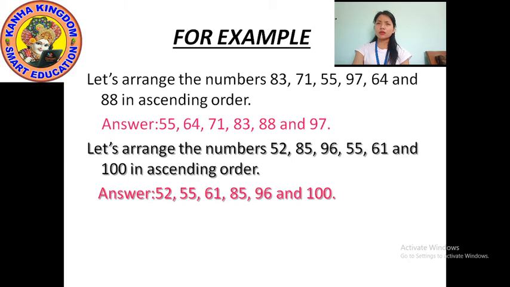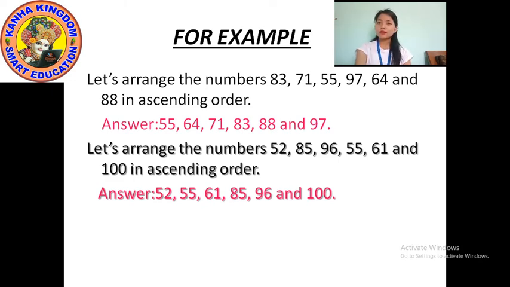Okay, which number is smaller? Which number? 55, right? 55 is the smallest number. So after 55, which number is smaller? In all the numbers, that is 83, 71, 55, 97, 64, 88. Which number is smaller after 55? 64, right? Okay, after 55, 64 is the second smallest. The first smallest number is 55.